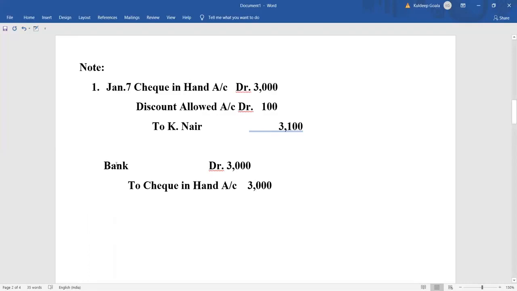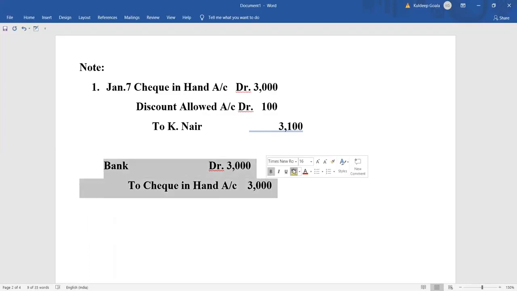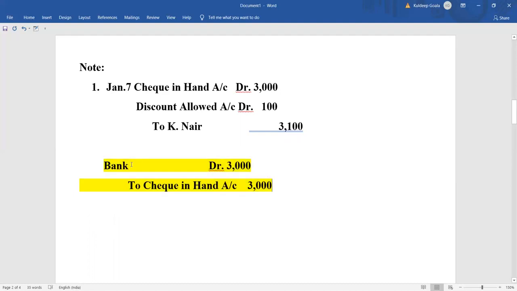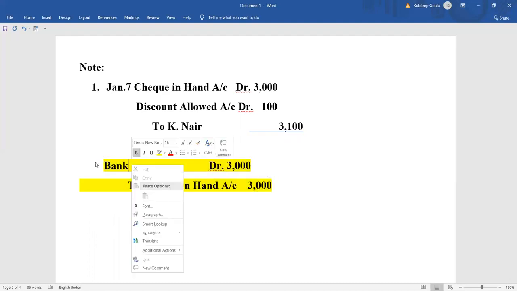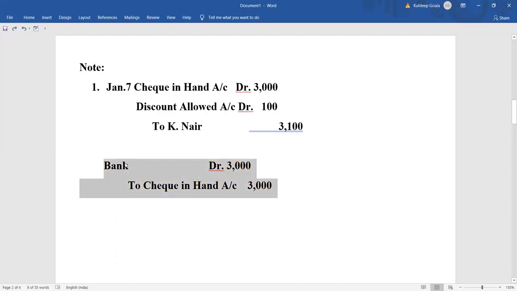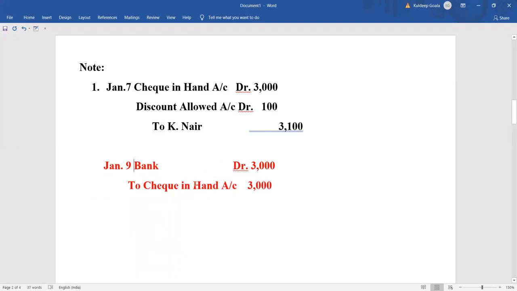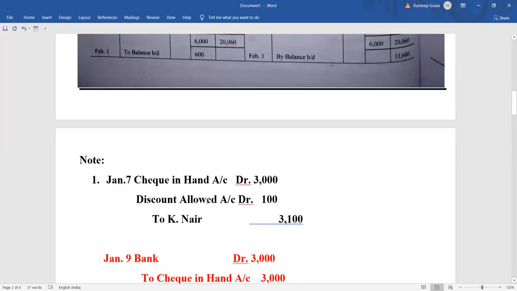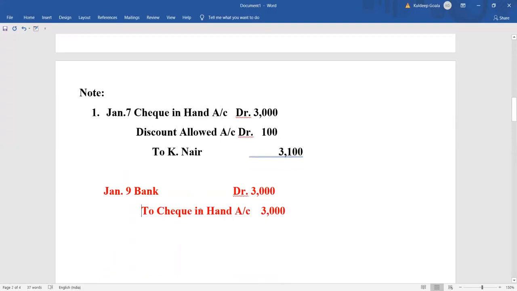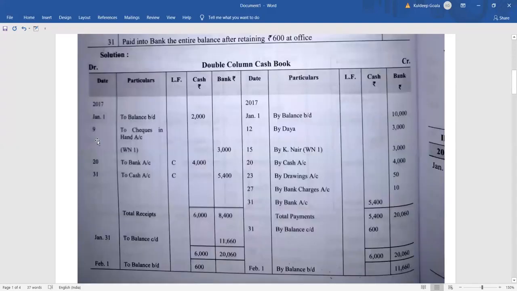Bank account debit to check in hand account 3000. This I am giving only for your understanding, so that you don't have any problem in understanding what has happened here. This is just a part of your understanding. No need to put it in the note. January 9. So it is bank account debit to check in hand. The entry will come on the bank column debit side. You can see here January 9 to check in hand account in the bank column 3000.